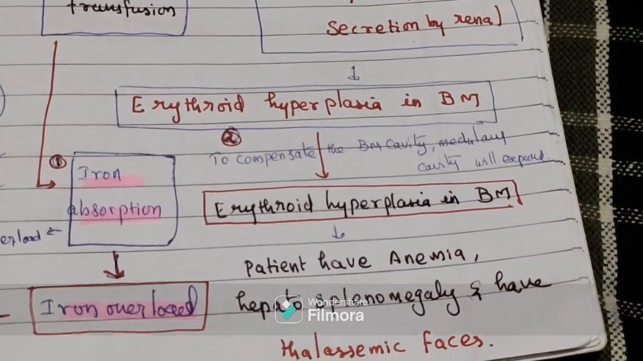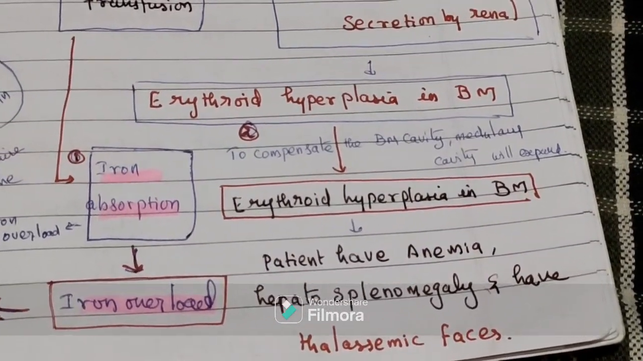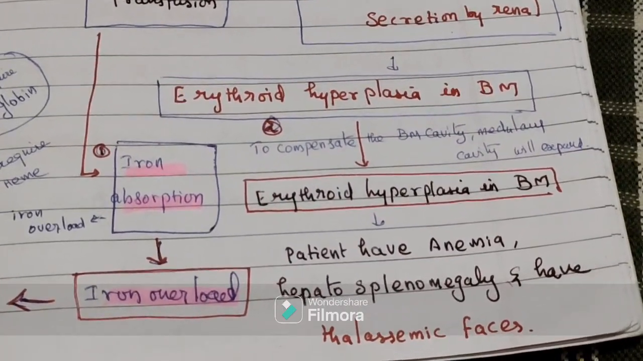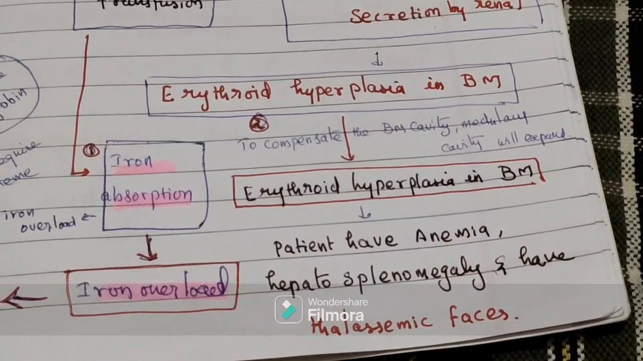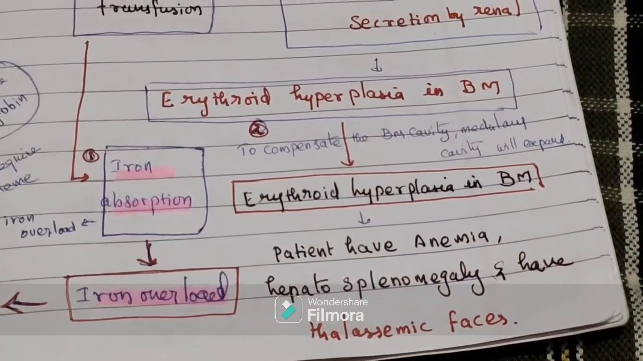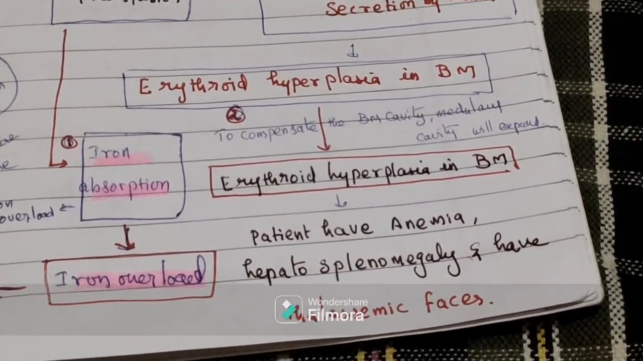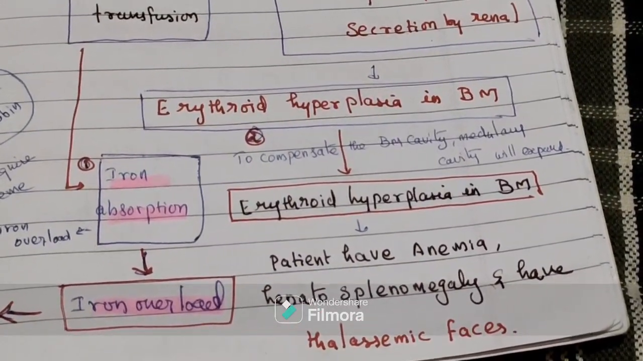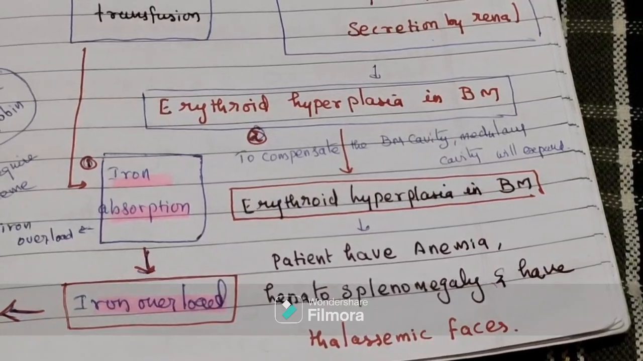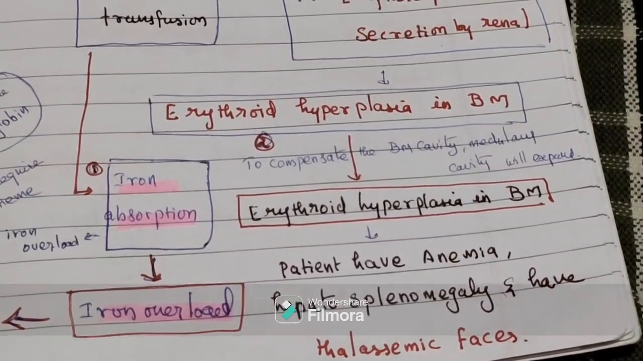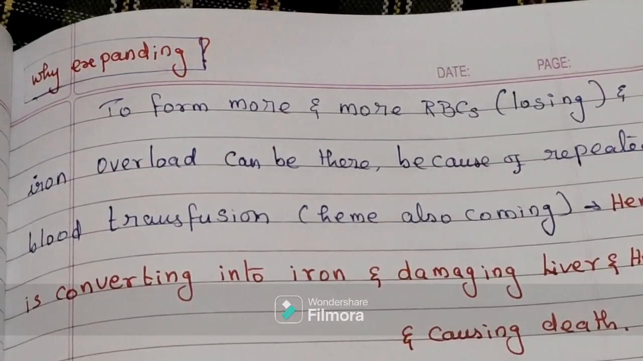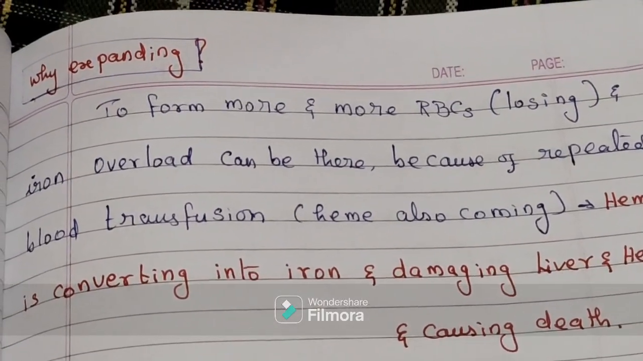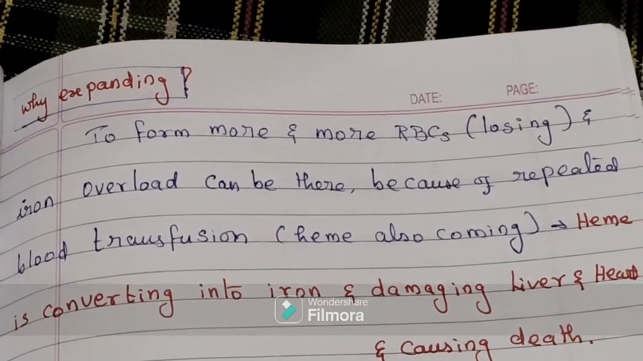So the patient has anemia and hepatosplenomegaly for extramedullary hematopoiesis. To compensate, the bone marrow will expand. So they typically have the thalassemic phase. You can see the medullary bone or facial bone expanding. Why is it expanding? To compensate, to form more and more RBC, because they are being lost.